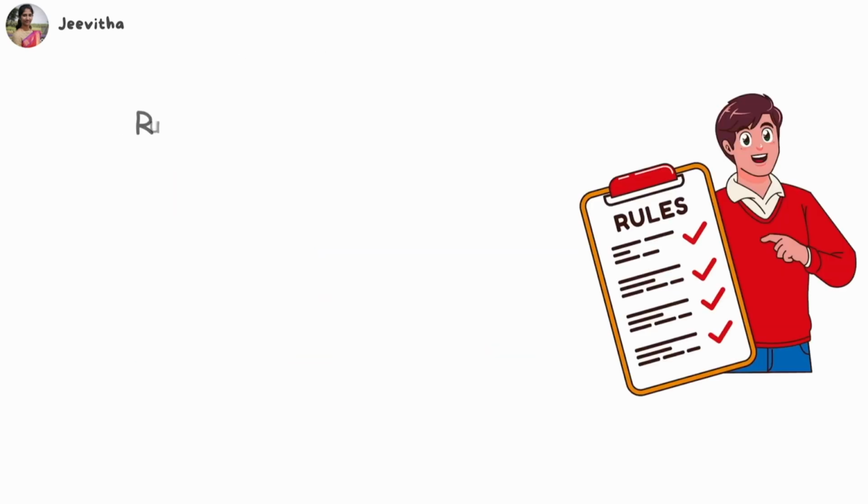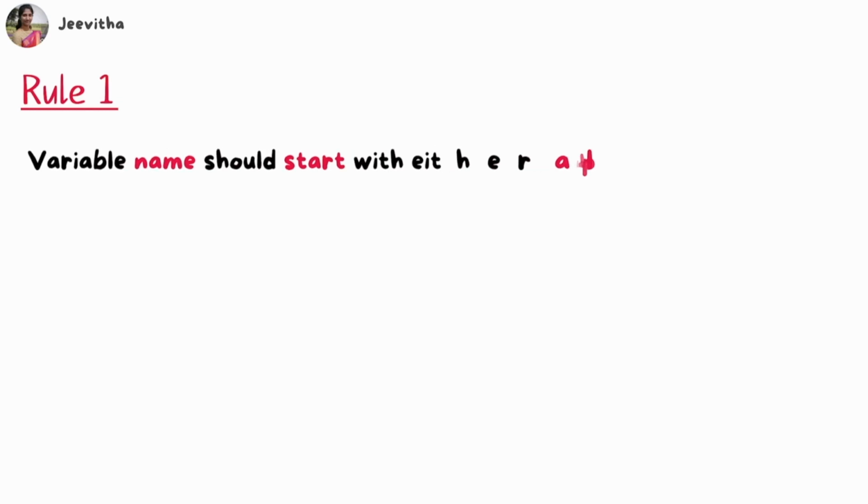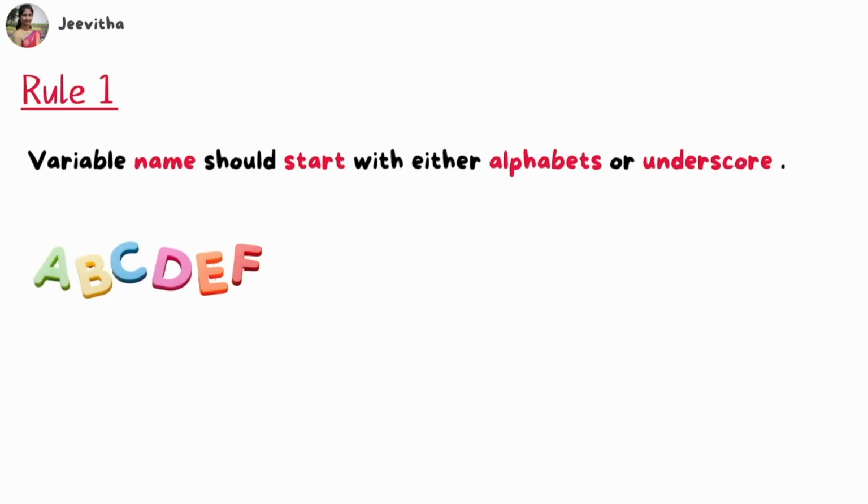Now let's see the different rules that we have to follow while defining variables. The very first rule: a variable name should start with either alphabets or an underscore. Whenever you are defining variables, make sure you start the variable name with alphabets or an underscore. For example, what if you want to store your value Python? In that case, you can define a variable something like course equals Python.